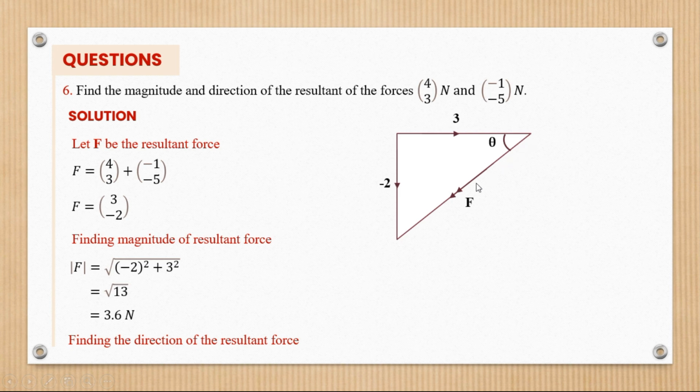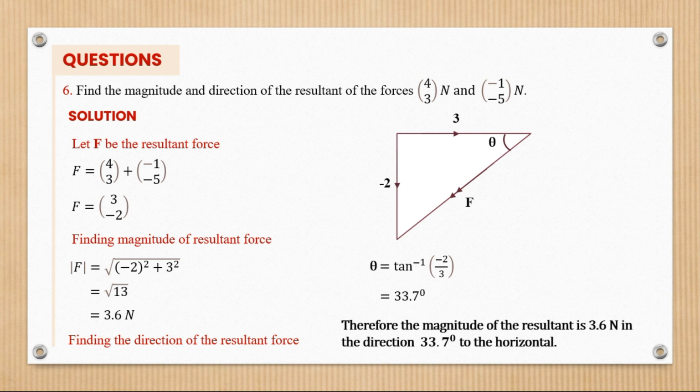So this is now my resultant force right here, as you can see. To find the direction theta, it shall be equal to tan inverse of 2 over 3. In this case, we're going to consider both of them to be positive, because we're not going to have a negative angle. So what we're going to have is 33.7 degrees. Therefore, the magnitude of the resultant is 3.6 newtons in the direction 33.7 degrees to the horizontal.